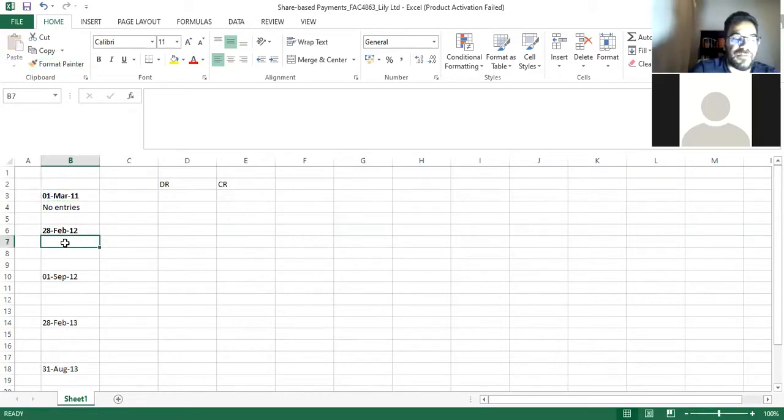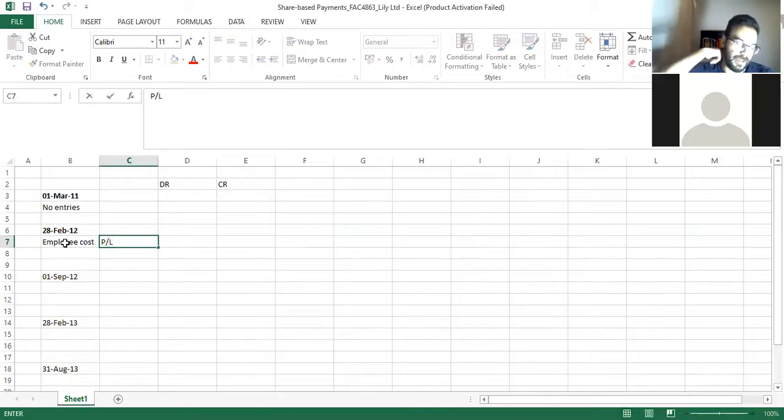So what we're going to have on 28 February, we're going to say expense, employee costs, whatever you want to call it. Remember, you can call it anything, employee costs. And this is going to go through P&L. What we're recognizing, we're going to recognize the 10,000 options that vested immediately. So in year one, we can recognize the full 10,000 options.